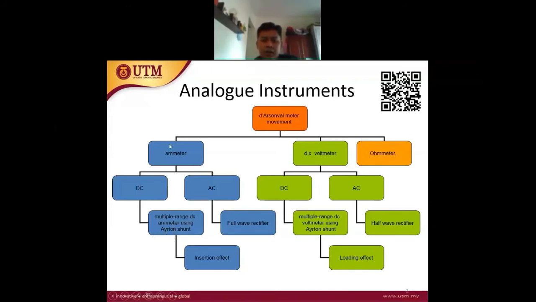And in this, there's an important concept called insertion effect. Insertion effect is the thing that you must consider before you design an ammeter and before you use an ammeter. Okay. It will determine the accuracy in the performance of the ammeter. Okay.